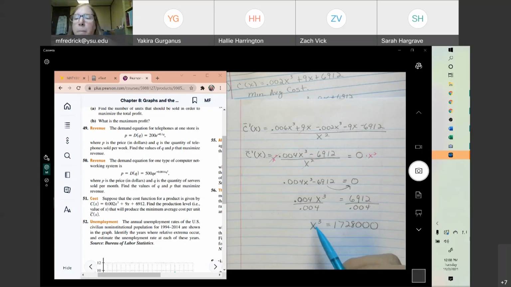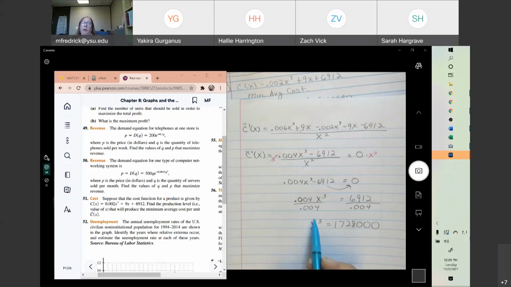Okay. We have a cube. How can we get rid of the cube? Anyone? There's two ways you can get rid of it. One, you can take the cubed root of both sides.